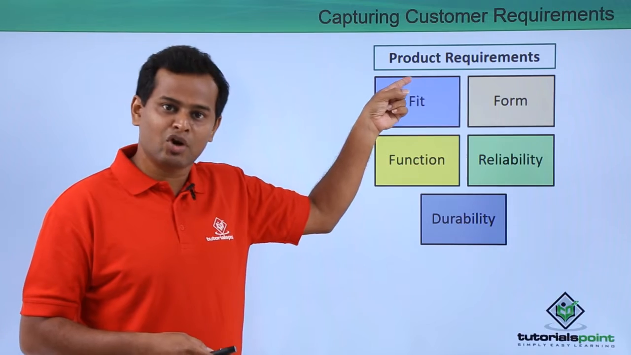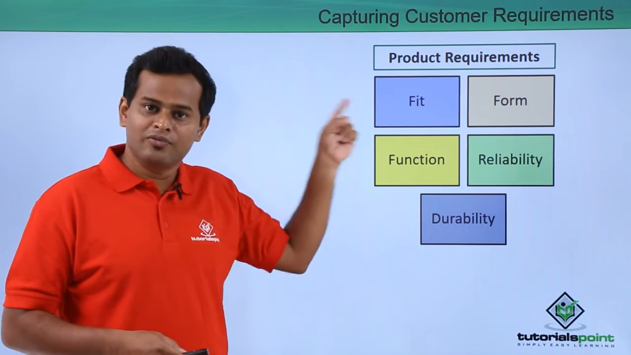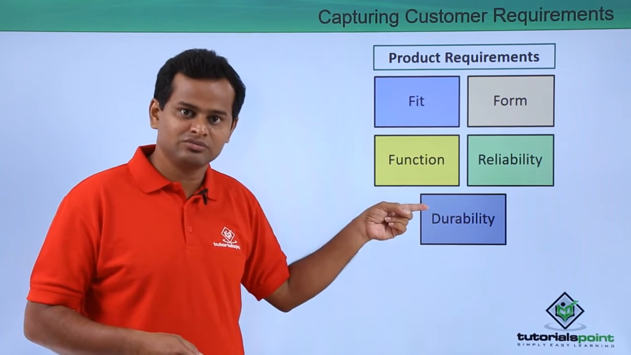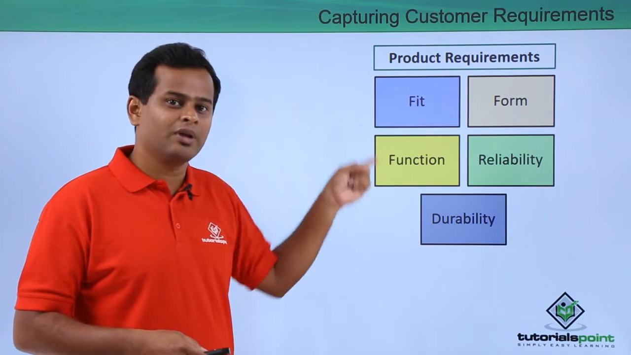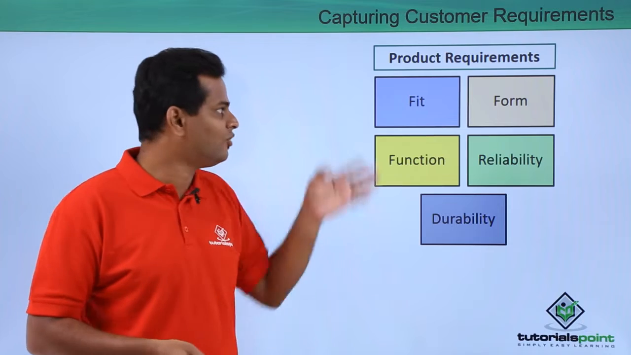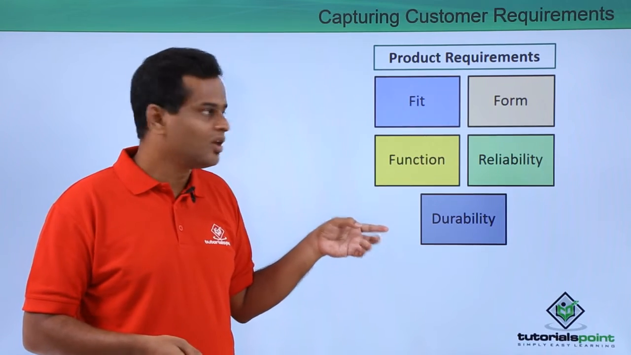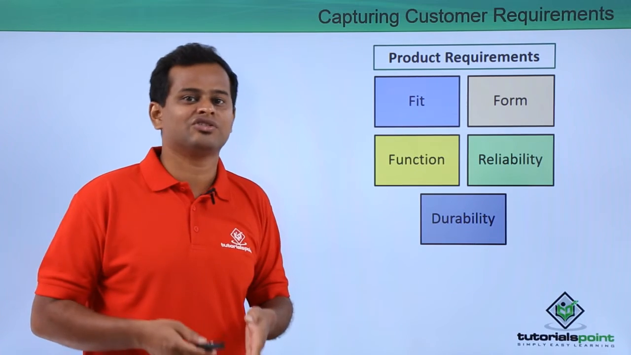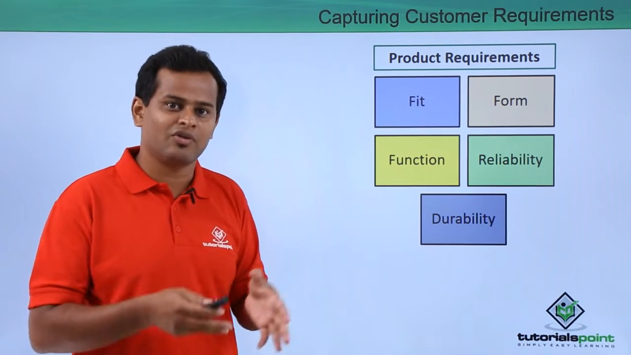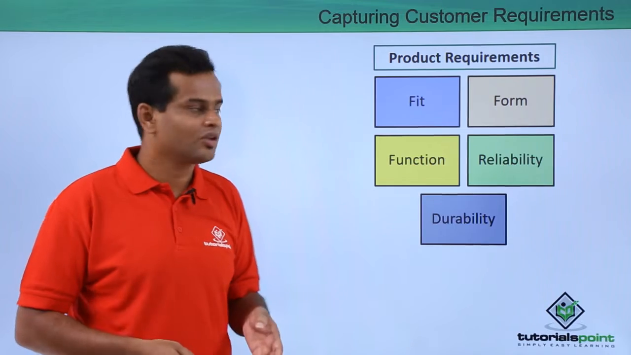First, we will understand the product requirements: fit, form, function, reliability, durability. All these things become important parameters for the product functioning. So if we compromise any of these things, there can be disruptions in the product performance in the future.